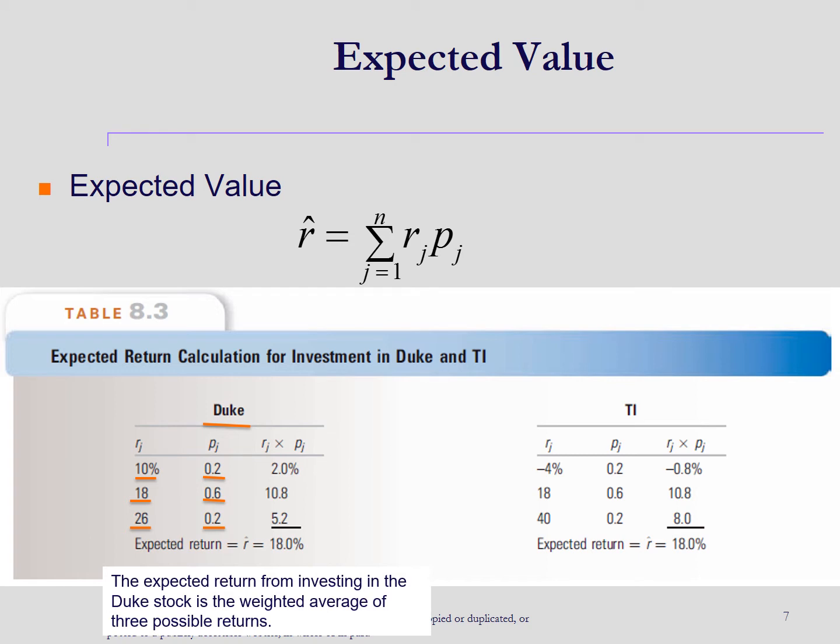The expected return from investing in the Duke stock is the weighted average of the 3 possible returns, that is, the investment return of 10% times 20% probability of occurrence, plus the investment return of 18% times 60% probability of occurrence, plus the investment return of 26% times 20% probability of occurrence, equal to 18%.